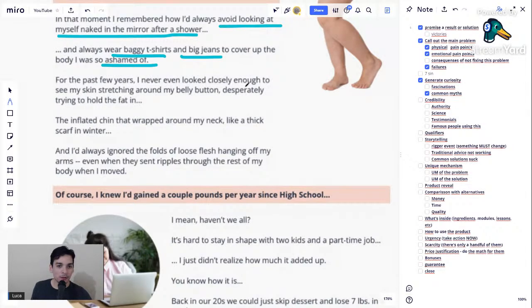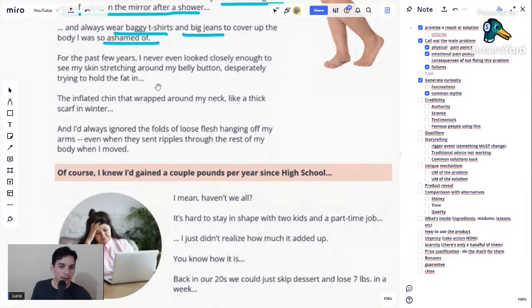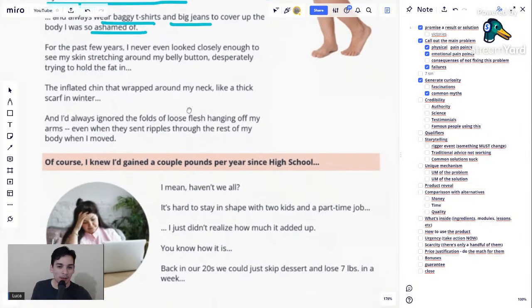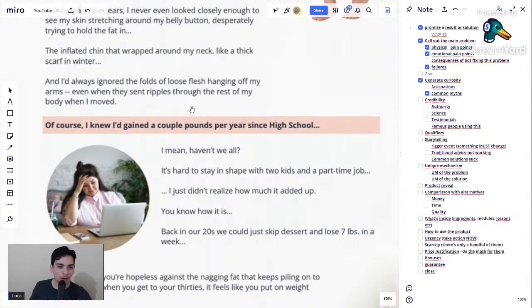For the past few years, I never even looked closely enough to see my skin stretching around my belly button, desperately trying to hold the fat in. The inflated chin that wrapped around my neck like a thick scarf in winter.